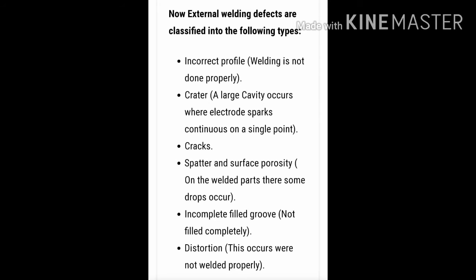Incorrect profile: welding is not done properly. Crater: a large cavity occurs where the electrode spark continues on a single point. Cracks, spatter and surface porosity on the welded parts, where some drops occur. Incomplete filled groove: the groove is not filled completely. Destruction: this occurs where the weld is not done properly.